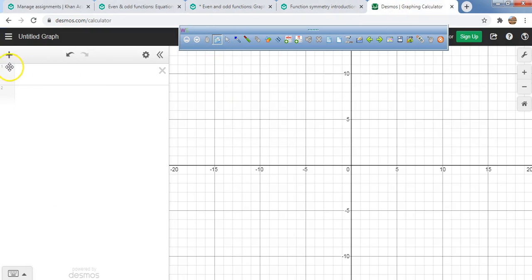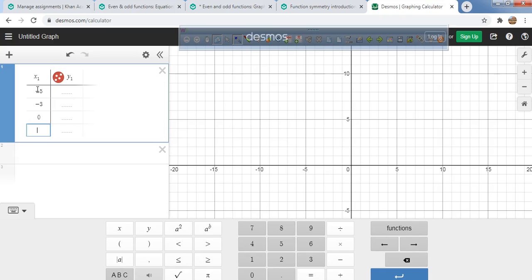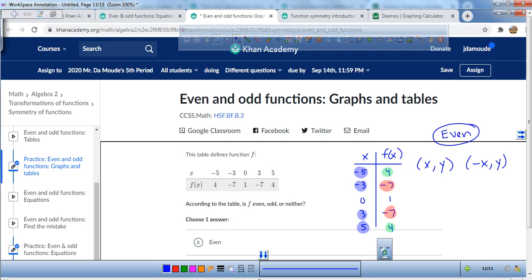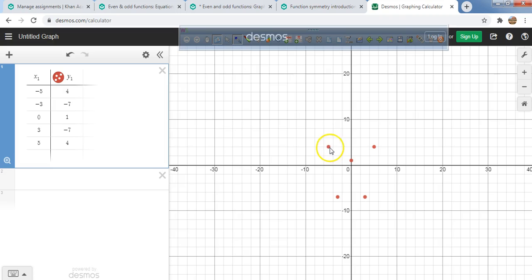Let's put them into Desmos. So if you wanted to, you could make a table. Let's go back and take a look real quick. We had what, -5? Here we go. So -5. I'm going to put -3, 0, 3, 5. Then we'll do the corresponding y values, and the corresponding y values were 4, -7, 1, -7, and then 4.